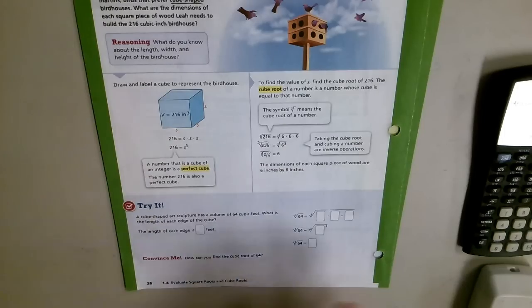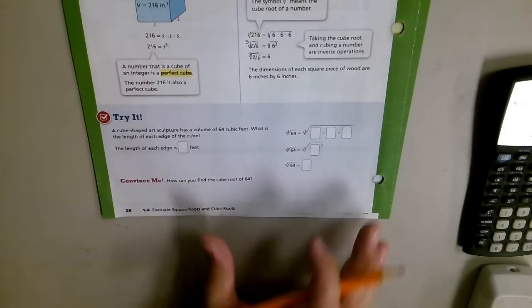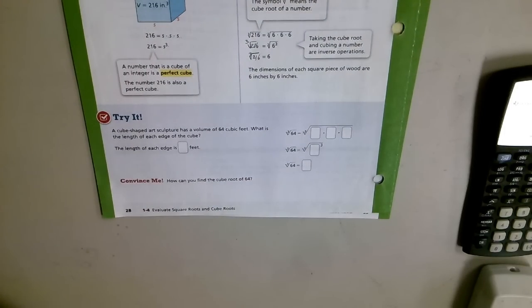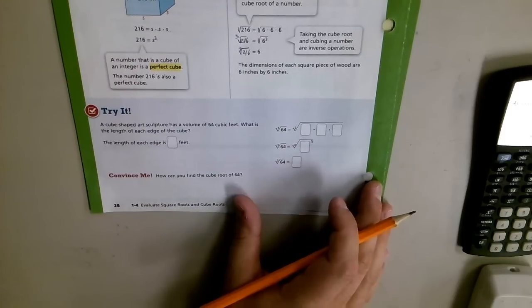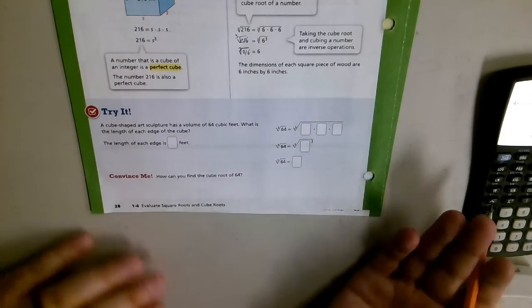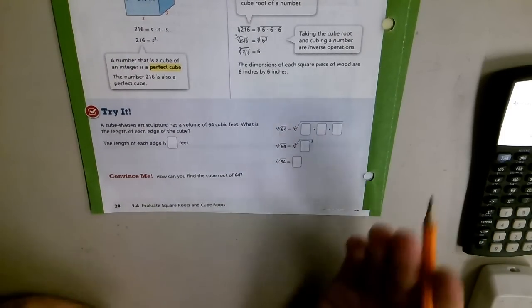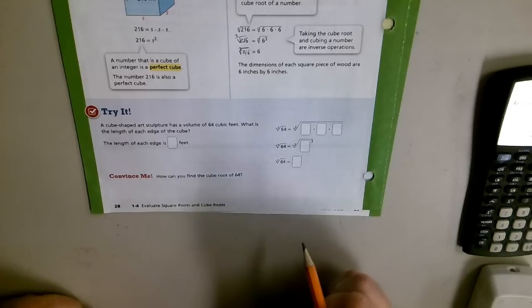All right. Down here, what I want you to do real quick is we have a sculpture that has a volume of 64 cubic feet, and it asks what is the length of each side or each edge of the cube. I want you to go ahead. You can use your calculator. You could guess and check like I just did. Go ahead and figure this one out.